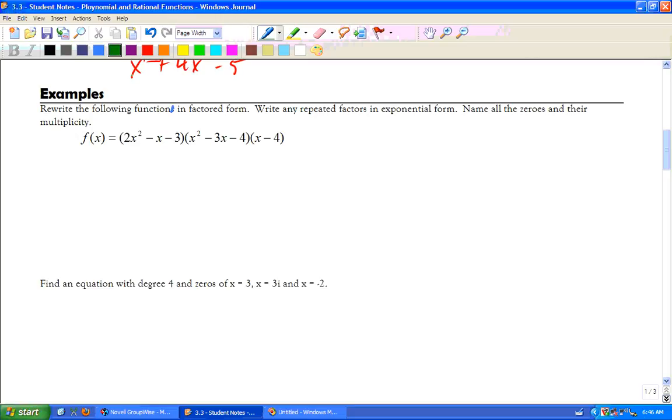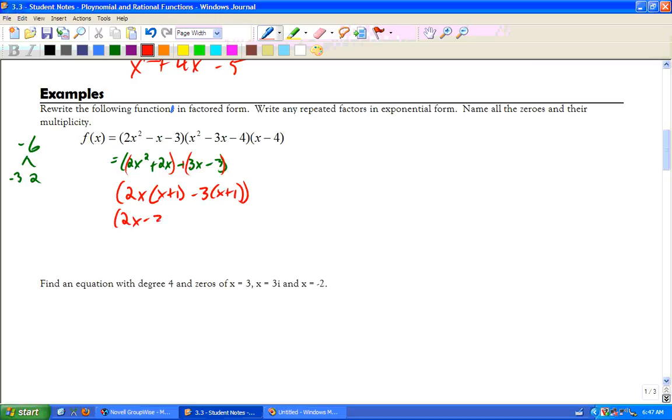So the first thing we need to do is factor all these terms. Factor all these expressions. 2x squared minus x minus 3 can get broken down. If I'm going to factor by grouping, 2 times negative 3 is negative 6. Factors of negative 6 that add together to give you negative 1 are negative 3 and 2. We can rewrite this as 2x squared plus 2x minus 3x minus 3. We'll group. Pull out what's common: 2x times x plus 1, minus 3 times x plus 1. What we're left with is 2x minus 3 times x plus 1. That's coming from that 2x squared minus x minus 3.